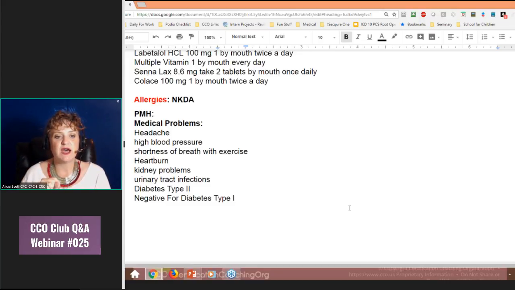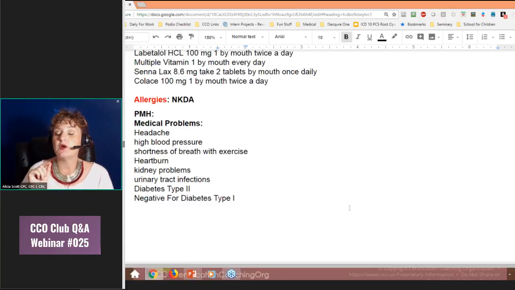Then we've got shortness of breath with exercise. Okay, well, that would explain the Flomax. Heartburn, doesn't risk adjust. GERD risk adjusts, and Barrett's esophagus risk adjusts, but just plain old heartburn does not risk adjust. Kidney problems. Well, there are kidney problems that risk adjust, but just stating kidney problems is not enough. Your UTI, urinary tract infection, does not risk adjust. Kidney stones don't risk adjust. So we've got to have more information than that.